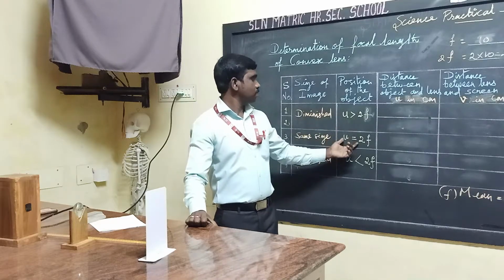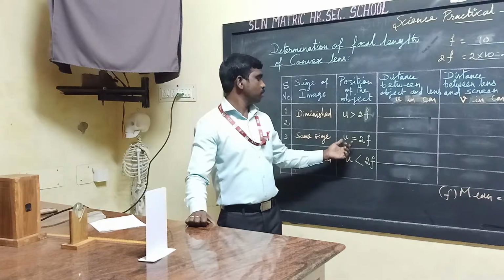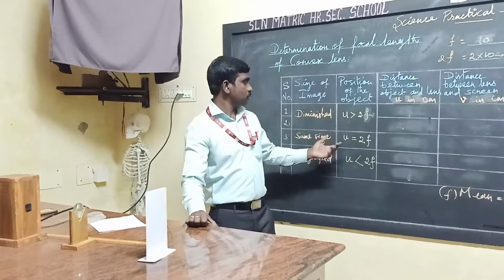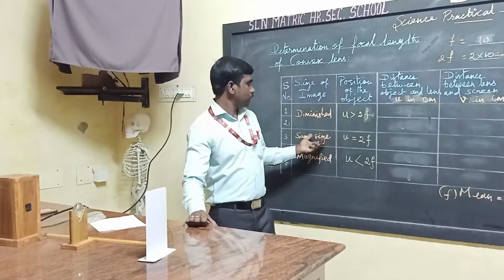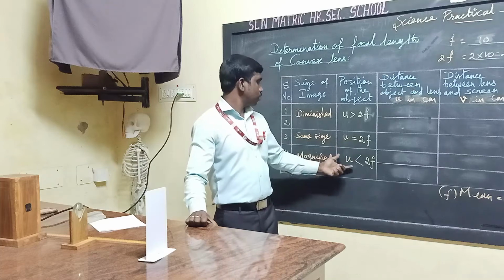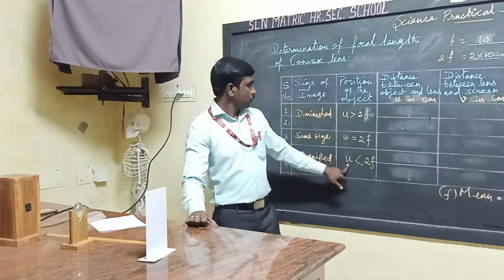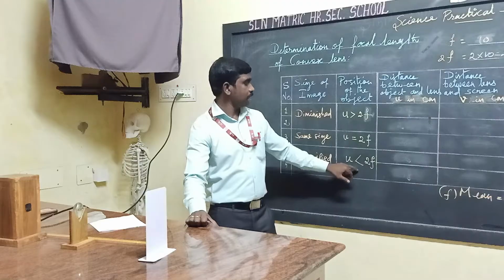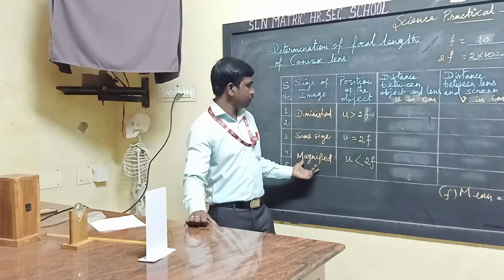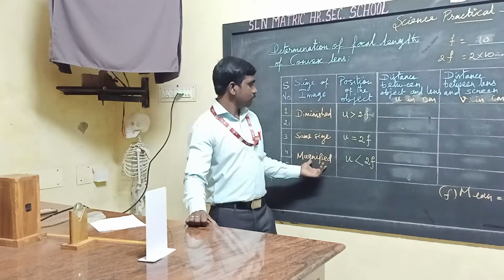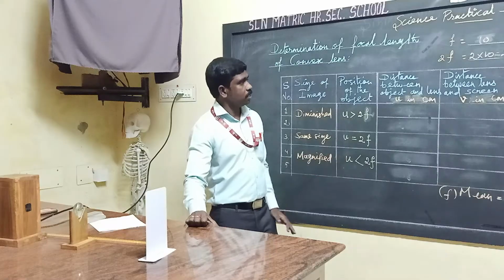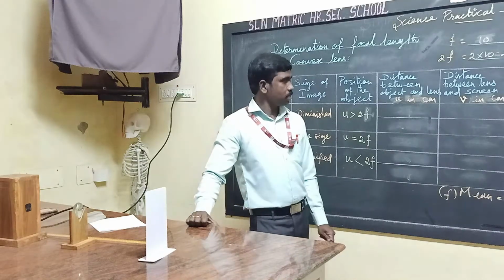Okay. So next condition, u is equal to 2f. u is equal to 2f means we are collecting the same size of image. There is no change between the size of the image and the object size. Next we discuss the third condition, u is less than 2f. From this we are collecting a magnified image. The image size is greater than the object size. So these three conditions we are going to discuss by the UV method.